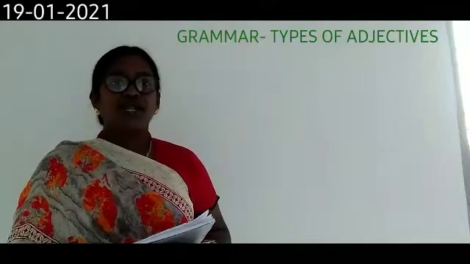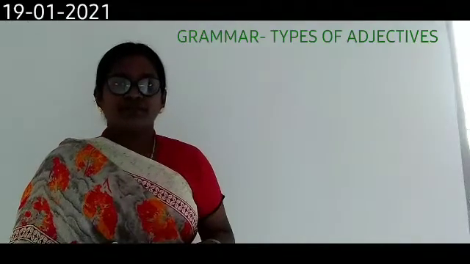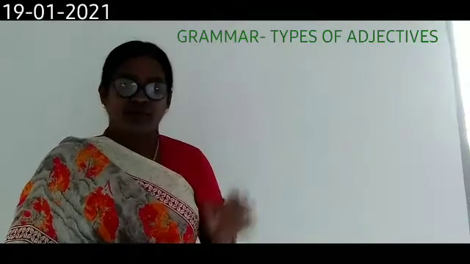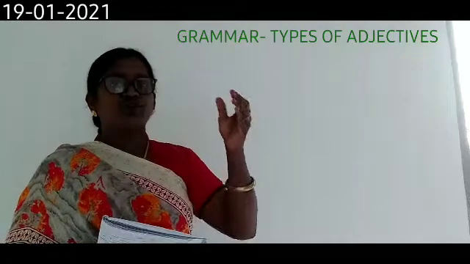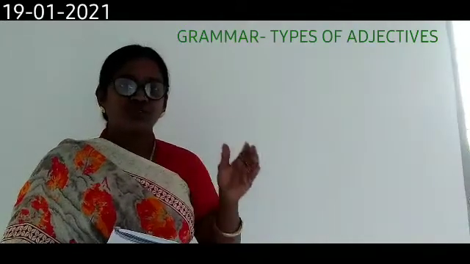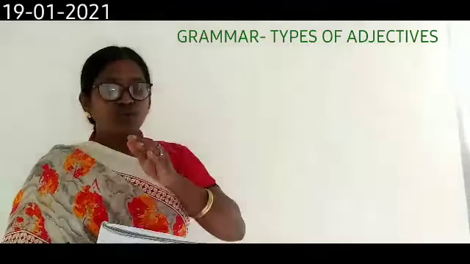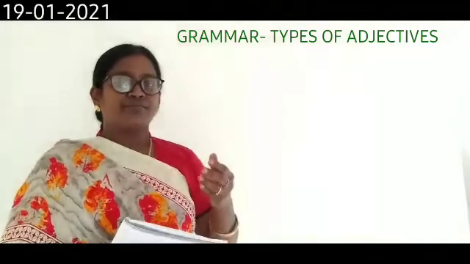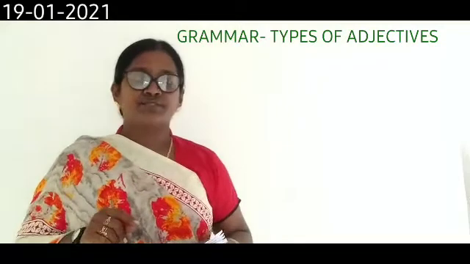Let us come to adjectives today. Today we will learn adjectives. What is an adjective and how does it function in functional grammar? An adjective is a word that describes or qualifies a noun or a pronoun. An adjective is a word that qualifies or quantifies either a noun or a pronoun. What does it mean by qualitative and quantitative? These are the two different types of adjectives.